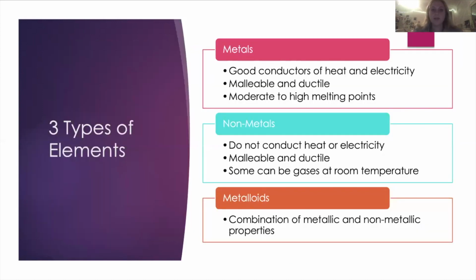There are 3 types of elements within the periodic table: metals, nonmetals, and metalloids. Metals are good conductors of heat and electricity. They are malleable and ductile, which means they are flexible without fracture, and they have moderate to high melting points. Nonmetals don't conduct heat or electricity. They are usually brittle solids and can be gases at room temperature. Metalloids consist of a combination between metallic and nonmetallic properties.